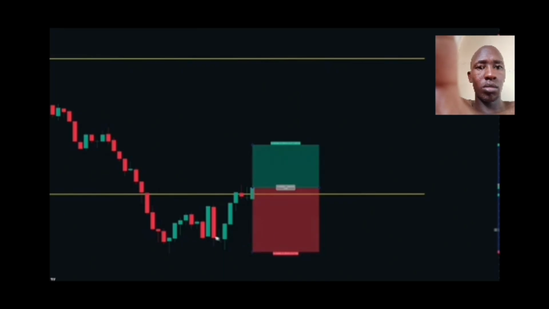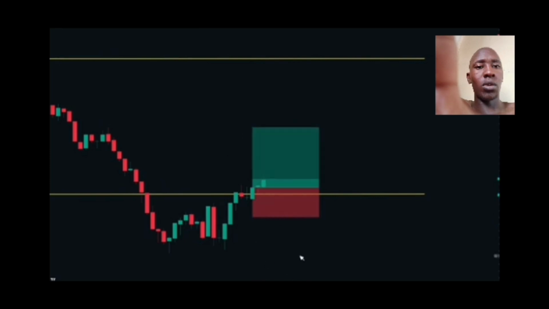Instead, look for the nearest key level. See this small support level here? That's where we place our stop instead. This keeps our risk manageable. Take profit still at 2R from our adjusted stop, and look at that. Price rallies back up and hits our target perfectly.